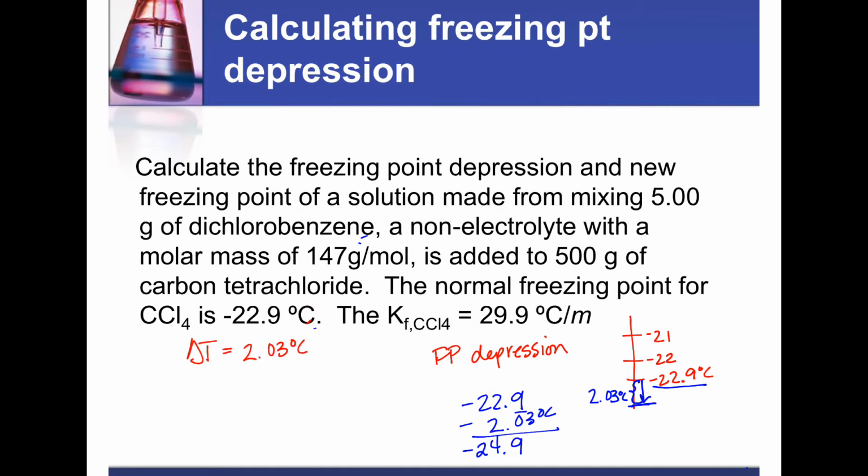Our problem said to calculate the freezing point depression, and we did that. And it also said to calculate the new freezing point, and now we've done that here. So the new freezing point is negative 24.9.